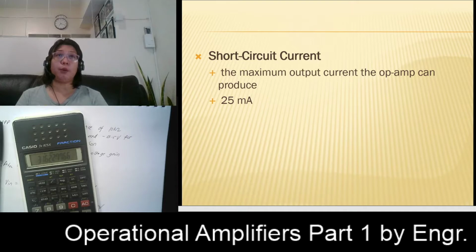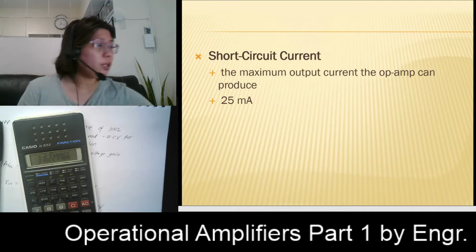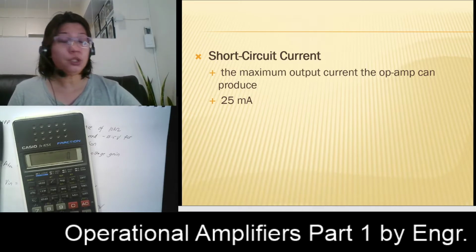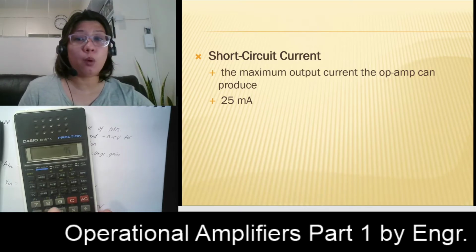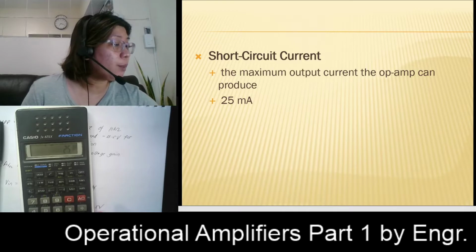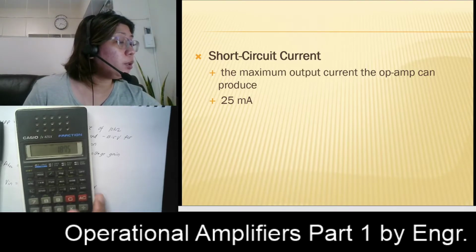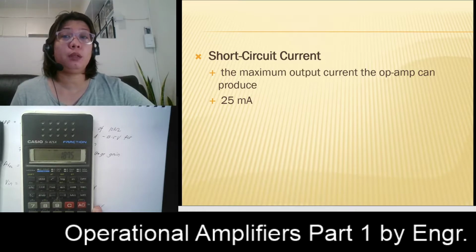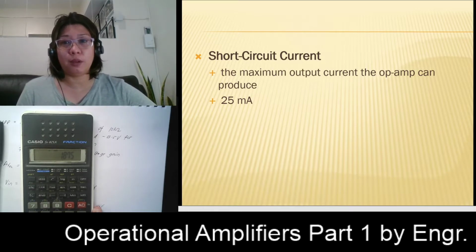So for example, you will be using a load resistance which is just equivalent to 75 ohms. So, simple Ohm's law multiplied by 25 milliamperes, you can just have an output voltage which is equivalent to 1.87 volts.